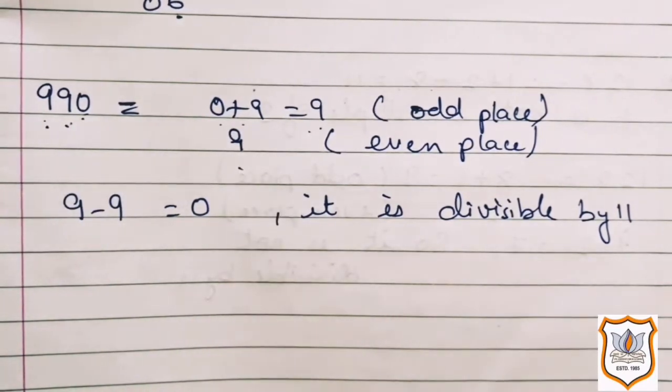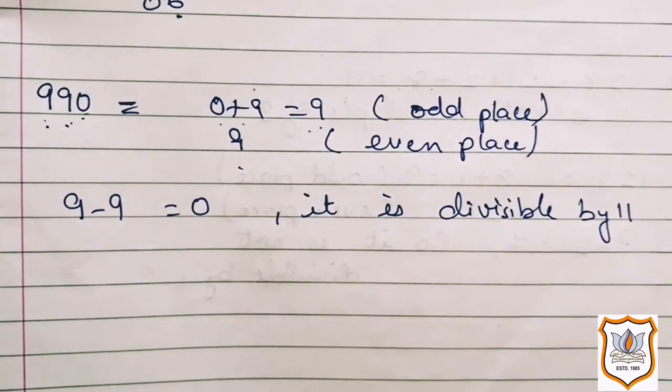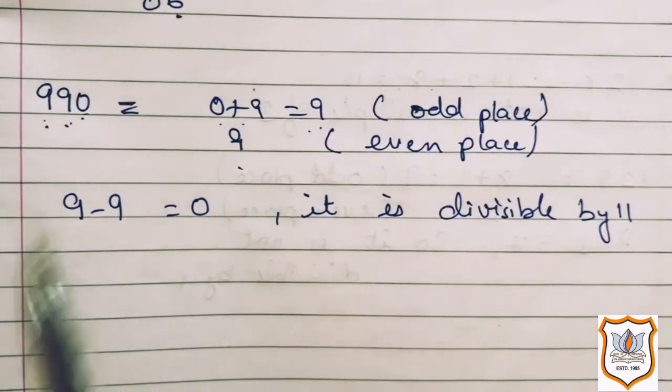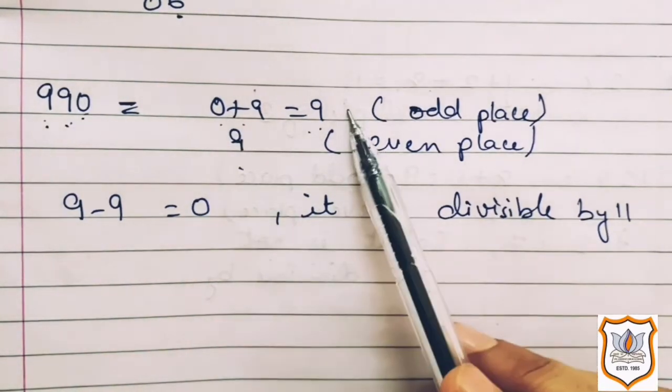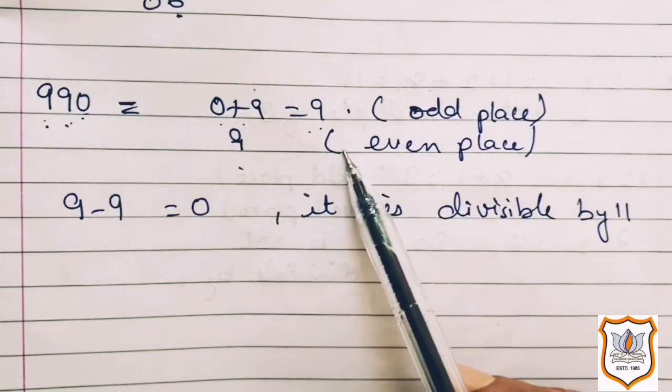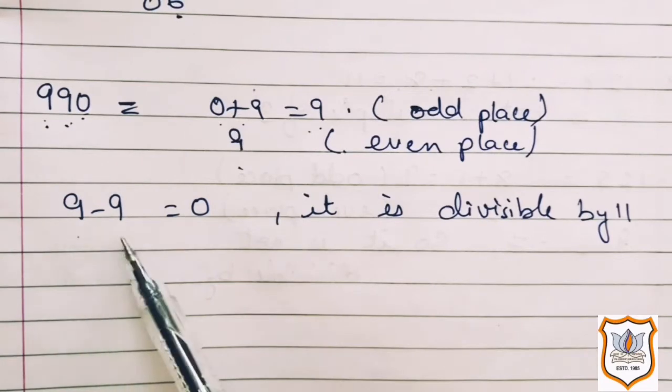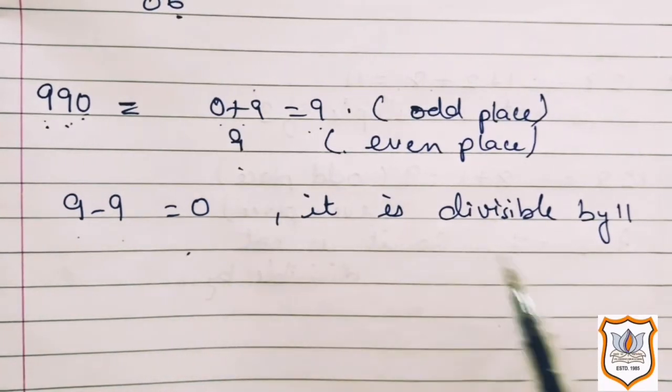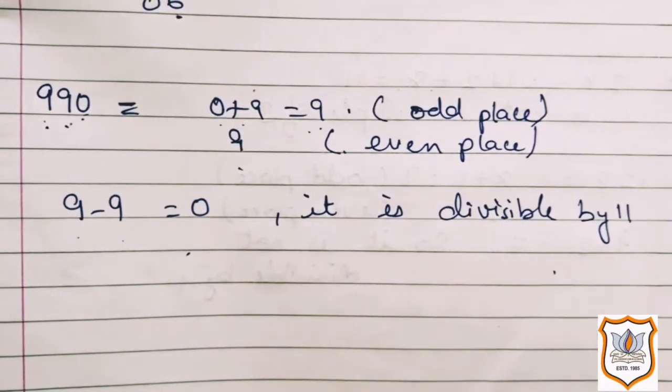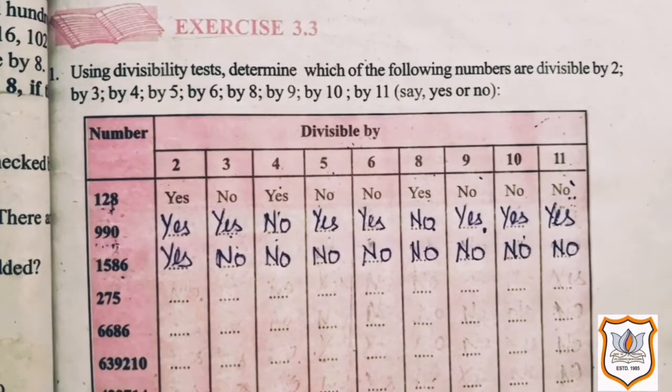Now we have to find out the difference between the sum of the digits at the odd place and sum of the digits at the even place. The sum of the digits at the odd place is 9, and sum of the digits at the even place is also 9. By subtracting 9 from 9, we get 0. And it is divisible by 11. So we can say that 990 is also divisible by 11. So we will write yes over here.